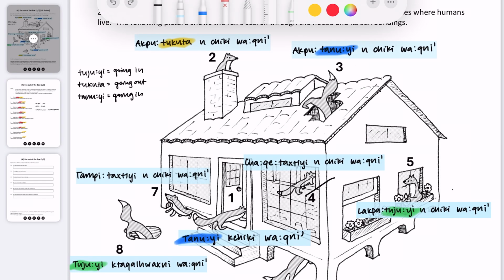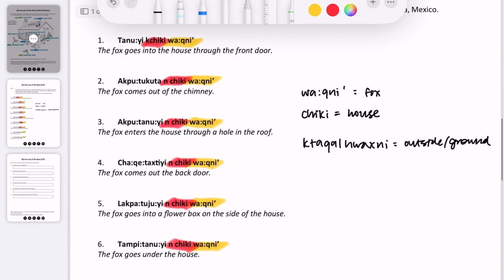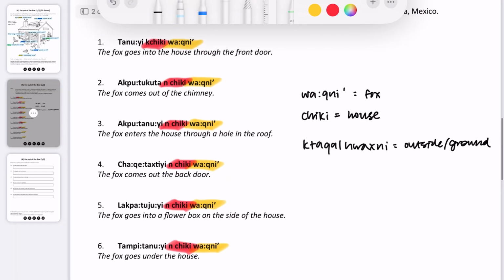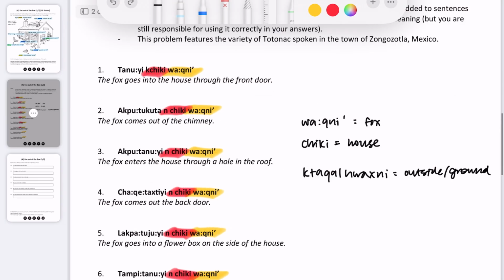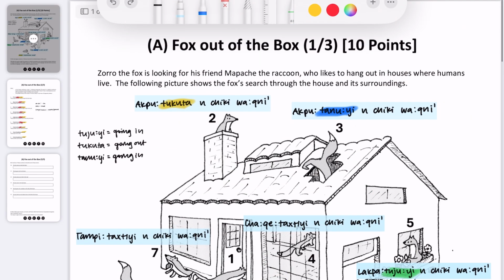In number 4, he's going out of the back door, and then in number 7, he's coming out from underneath the house. And we can go back to just confirm that. 4, he's coming out of the back door, and then 7, he's coming out from under. So yes, it seems like taksti is another word that means going out, which makes sense because we have 2 words for going in, so I'm just gonna put them together.